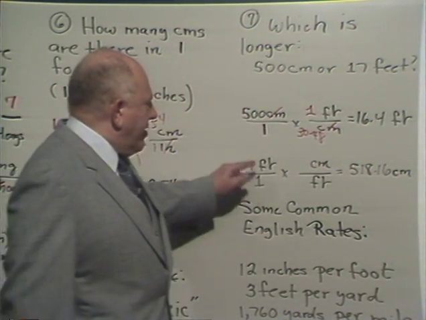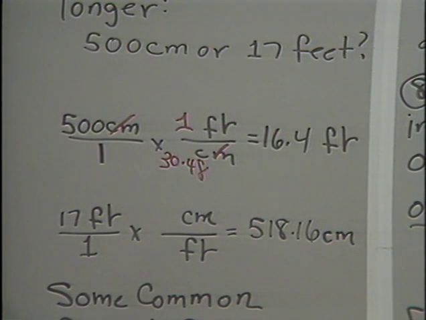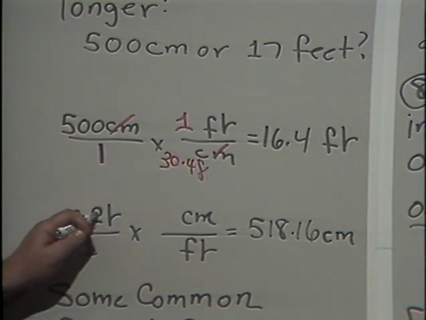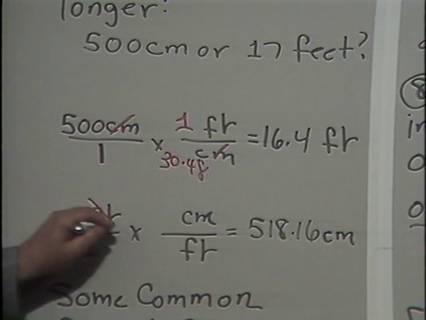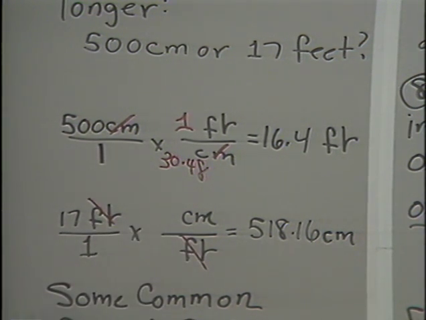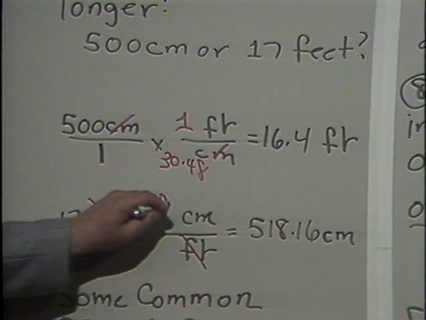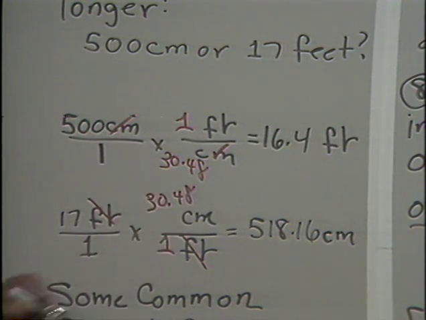Okay? And if I had started with the feet, I could say, okay, to go from feet to centimeters, I'll put feet in the denominator, see that will cancel them out, centimeters in the numerator, that puts 30.48 in the numerator. You see, notice what happened.